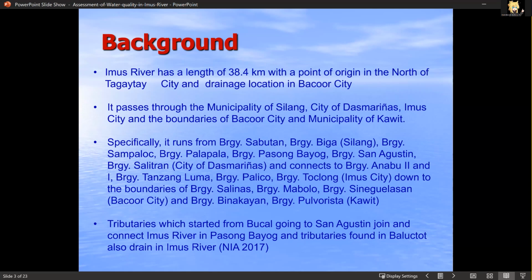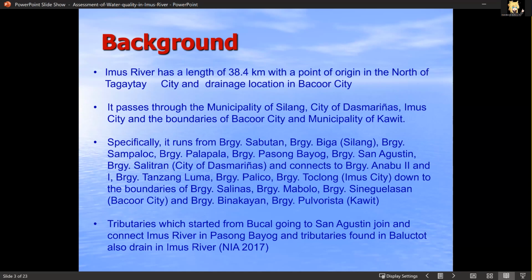Barangay Sampaloc, Barangay Palapala, Barangay Pasong Bayog, Barangay San Agustin, and Barangay Salitran in the city of Dasmariñas, and connects to Barangay Anabu 2 and 1, Barangay Tanzang Luma, Barangay Tabon, Barangay Toclong in Imus City, down to the boundaries of Barangay Salinas, Barangay Mabolo, Barangay Sinegulasan of Bacoor City, and Barangay Binakayan, Barangay Pulporista in Kawit.